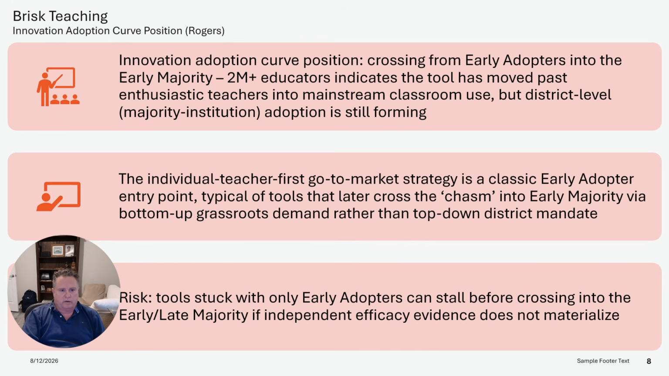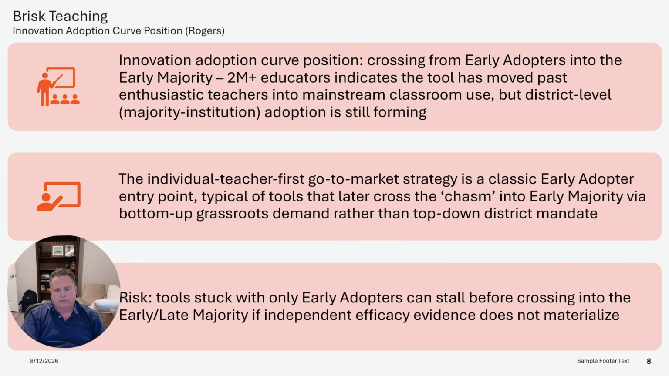Brisk Teaching, as far as innovation adoption curve position, again by Rogers, is crossing from early adopters into the early majority. There's approximately 2 million plus educators, indicating that the tool has moved past enthusiastic teachers into mainstream classroom use, but the district level majority institutional adoption is still forming.